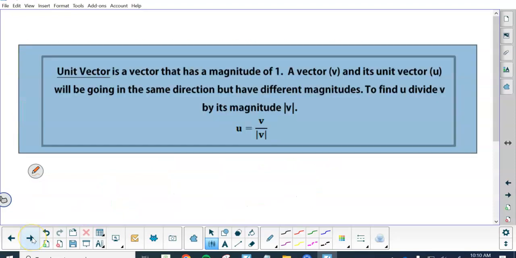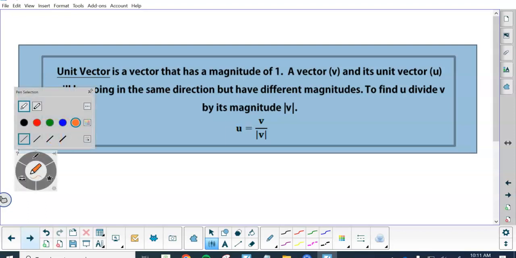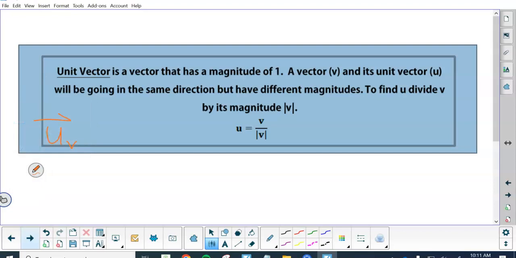Okay, what's next? Oh, finding a unit vector. All right, here's how we find a unit vector. To find a unit vector, y'all, it's always denoted by the letter U. So on a test or quiz, if you see the letter U of a vector, it's a unit vector. Sometimes I write it like this. The unit vector, that is the formula, but that doesn't make a lot of sense to me.